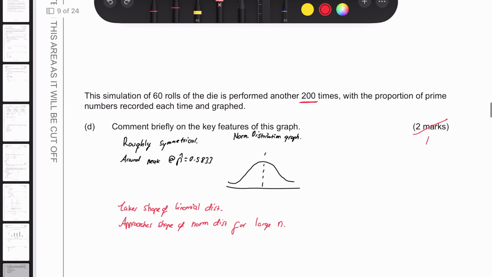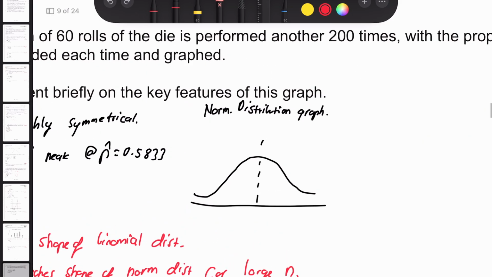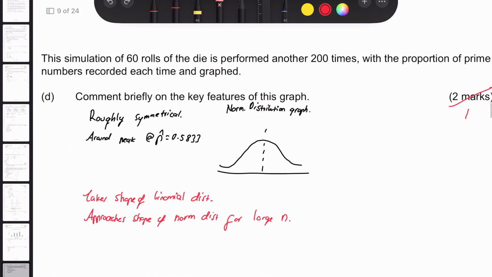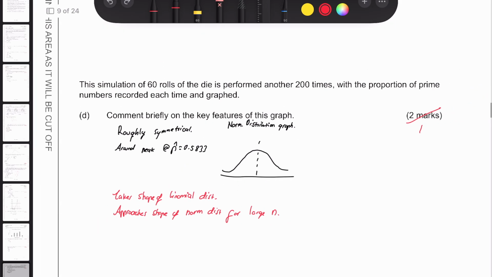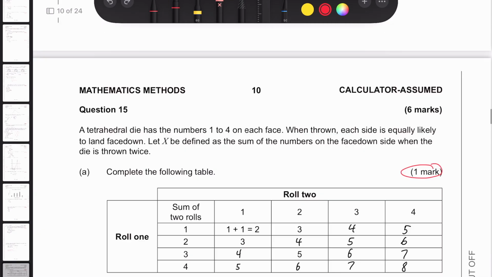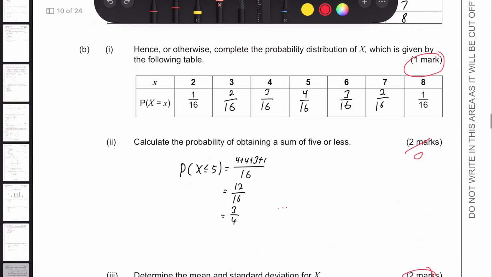I mean, we have a large N, so it already is. I wrote this, but I didn't say for large N, which is a bit, I don't know, man. Like we already have a large N. It's greater than 30. It should take the shape of a normal distribution graph. But I decided to not give myself the point there, because I didn't include for large N. And then also binomial distribution and normal distribution, I'm pretty sure they look the same. I mean, I checked online because I was a bit confused. But yeah, moving along. Yeah, 4 marks, okay.